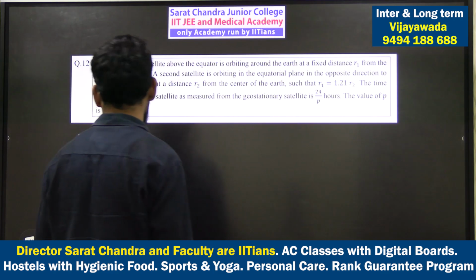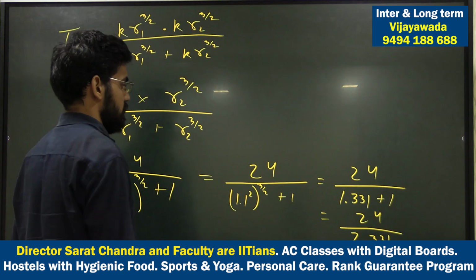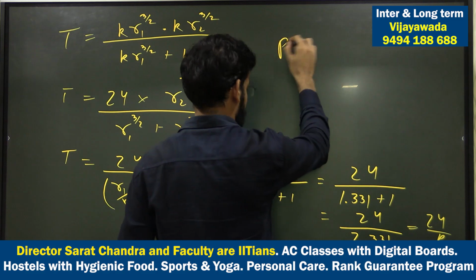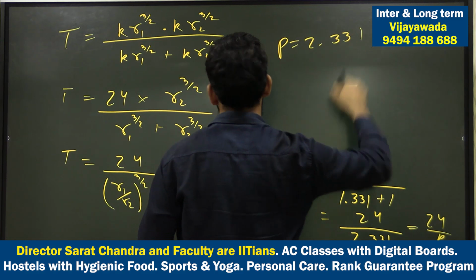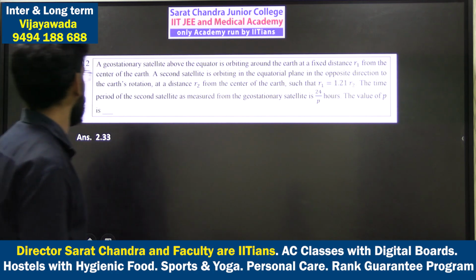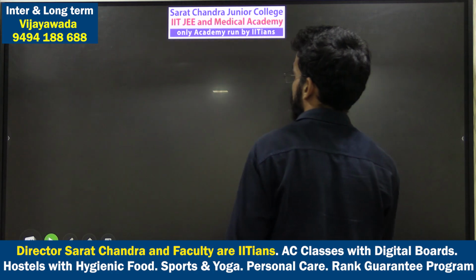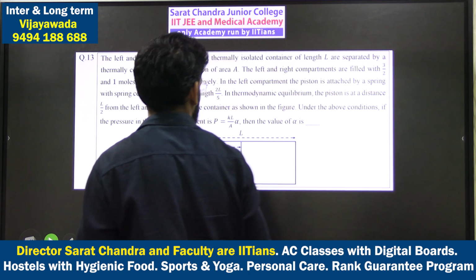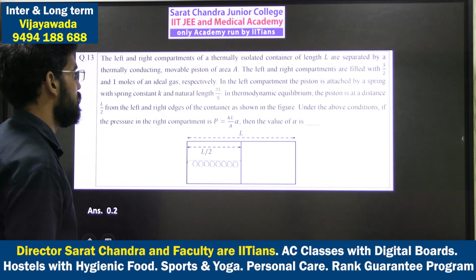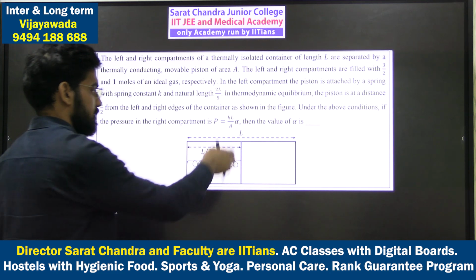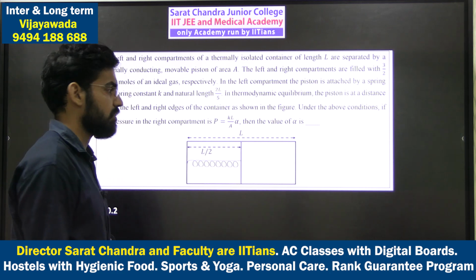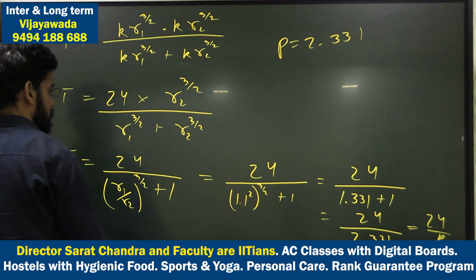Now what he is asking? He is saying this time period is 24 by p. So 24 we kept as it is, only 24 by p. So p is nothing but 2.331. Okay, so we can say answer is 2.33. That's your answer. Okay, next what? This question was relatively easy, you can consider it on the easier side. Because more harder questions where this is not thermally insulated, those things, heater, like that questions we have already done, right? So this question was relatively easy.